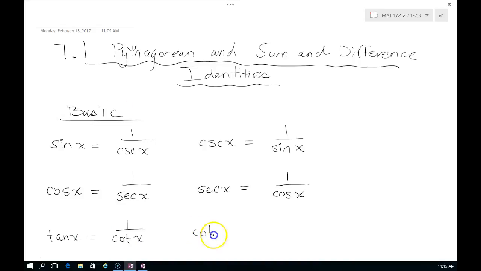So you've probably already worked with these, but we didn't really call them identities before. We just called them reciprocal functions. But these are our first examples of identities. These are equations that contain trig functions, and these equations are always true. So these are examples of identities.